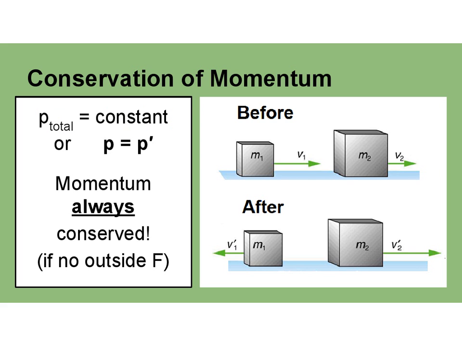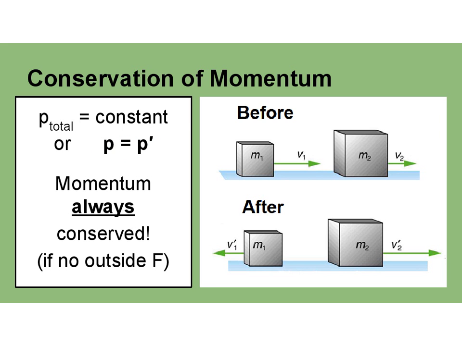And if you use that symbol P for momentum, this would indicate the momentum before the collision, and this would be the momentum after the collision. That little tick mark right there says after, right? Momentum before equals momentum afterwards.